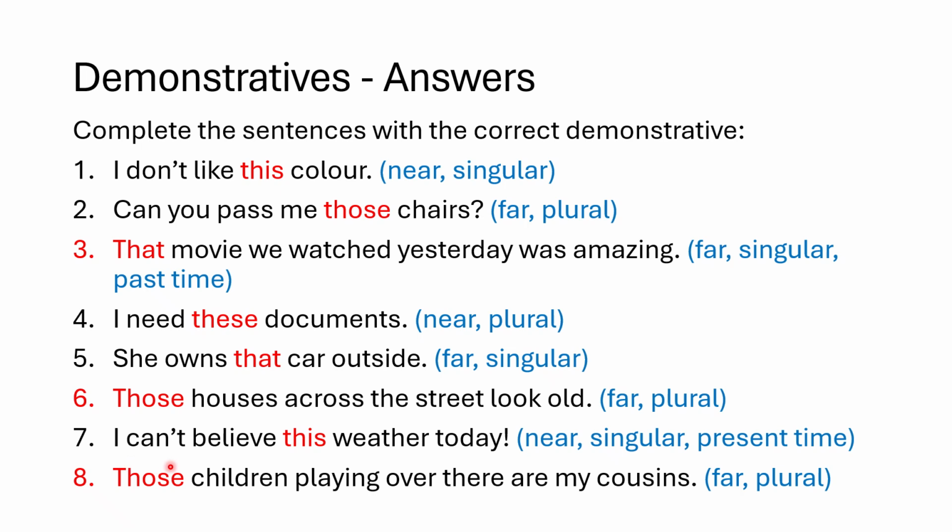7. I can't believe this weather today. You should have written this. It shows that the noun is near, singular, and present time. 8. Those children playing over there are my cousins. You should have written those. It shows that the noun is far and plural.